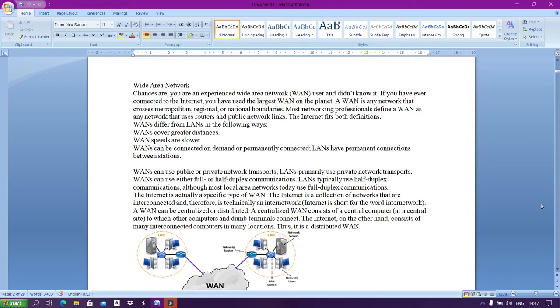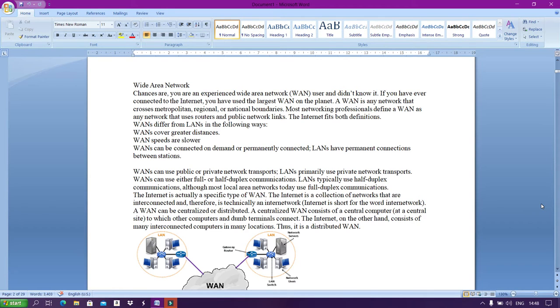The Internet is actually a specific type of WAN. The Internet is a collection of networks that are interconnected and therefore is technically an internetwork. Internet is short for the word internetwork.